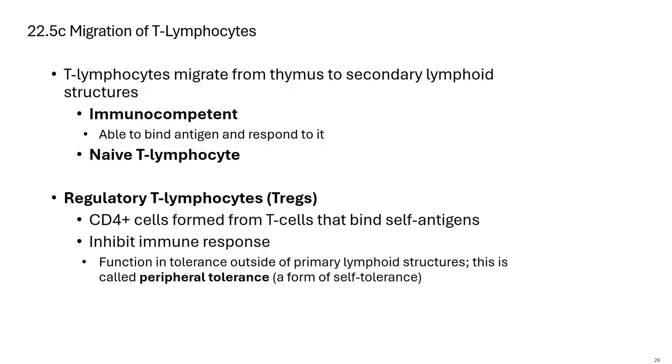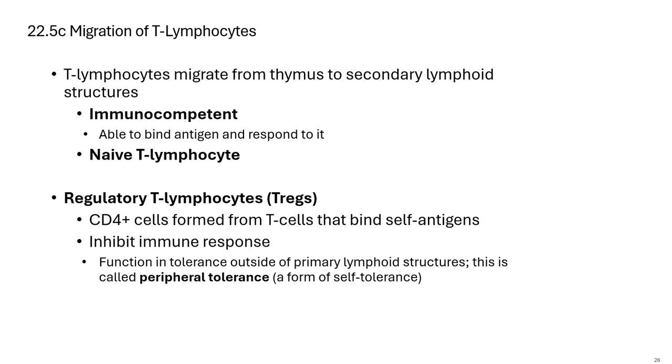So at this point, our T cells are leaving the thymus. They're going to those secondary structures. So again, think maybe spleen, lymph nodes, lymph nodules, tonsils, things like that. And they are immunocompetent. This means they have the ability to bind an antigen, but they haven't yet. So they're immunocompetent, but they're naive, meaning they have the qualifications, they have the right hardware, but they have not yet actually encountered an antigen. So they're called a naive T cell.